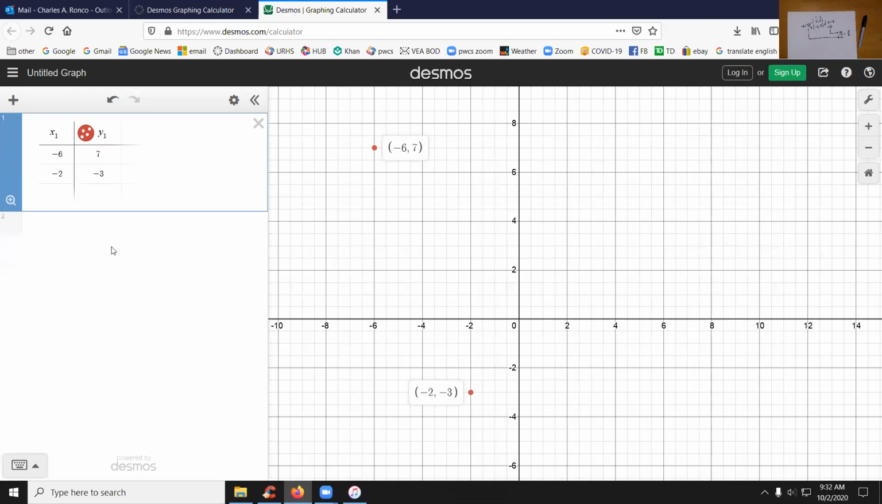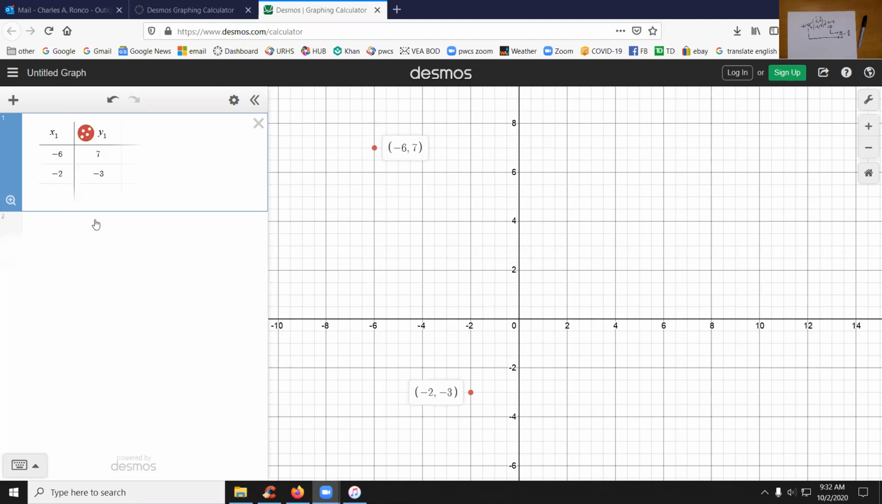Now, what we want to do is make the line that goes between them. So far, I want to make sure, raise your hand in the chat if you've made the 2 points on your graph. I want to make sure we're all coming together on this one. Not a lot of people with me today.